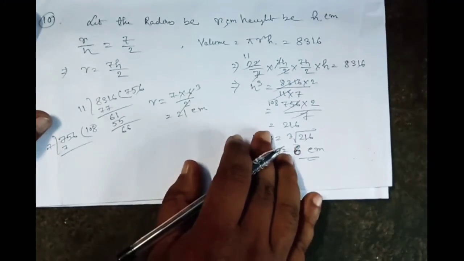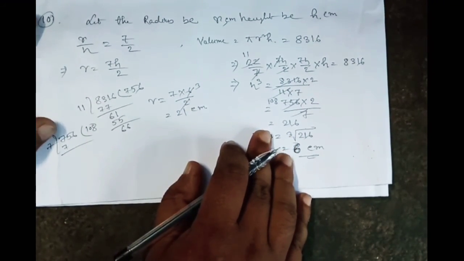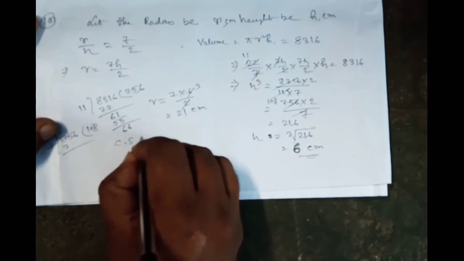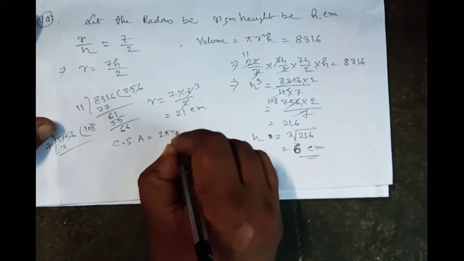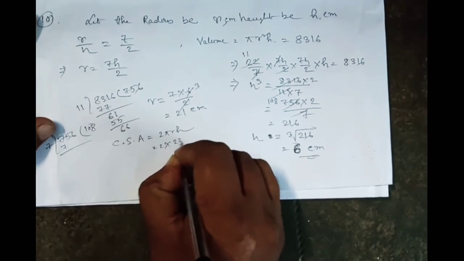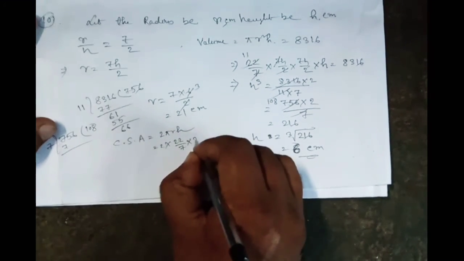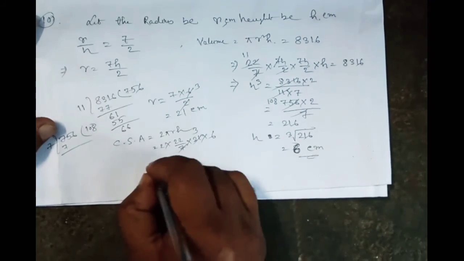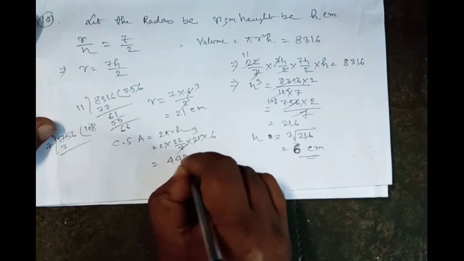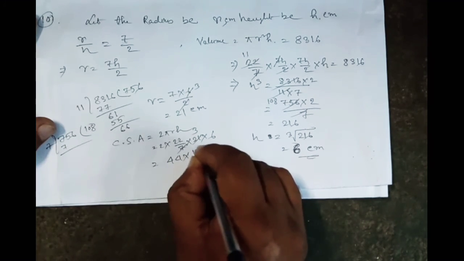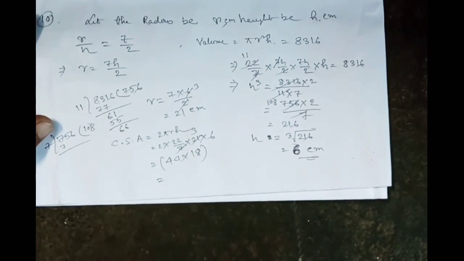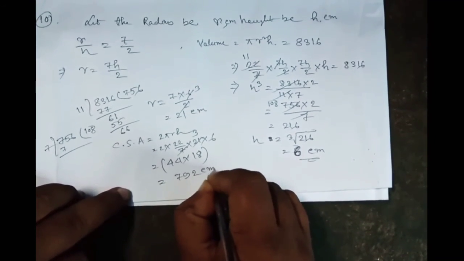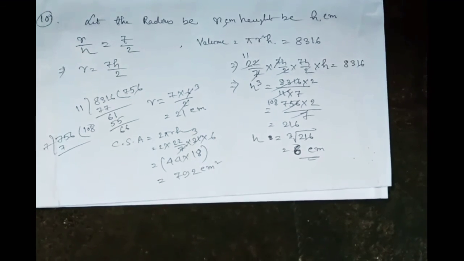Now we have to find the curved surface area. So curved surface area, that's equals to 2 pi rh, 2 into 22 by 7 into r means 21 into h means 6, that is 44 into 18. Okay, so 792 centimeter square.